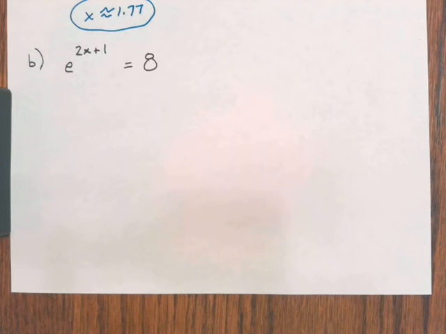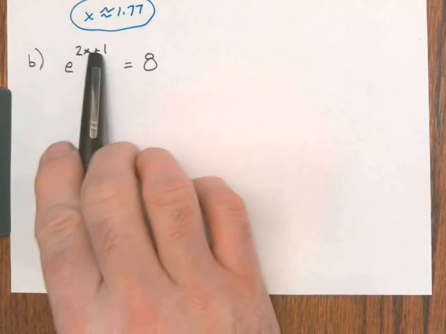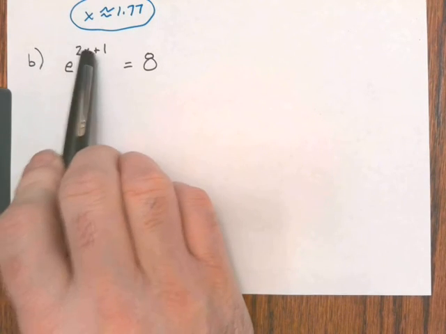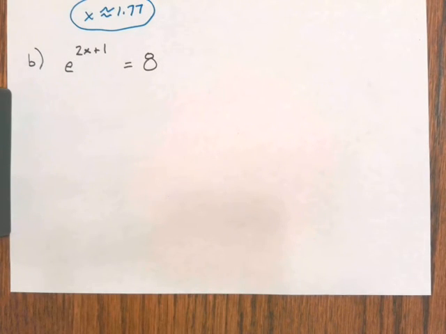All right, for this example, we have e raised to the 2x plus 1 power is equal to 8. You want to get the base and the exponent isolated, and just like the last problem, all we have are the base and the exponent on the left side. So for these first couple of problems, that's been done for us already.